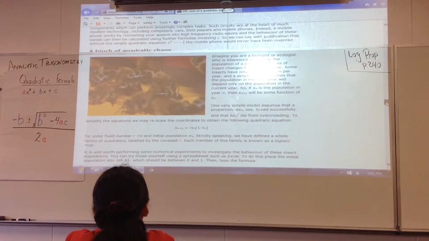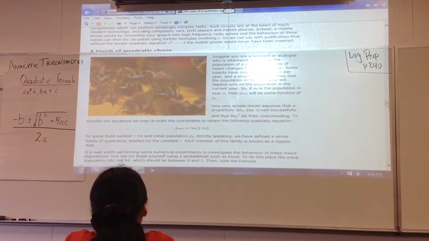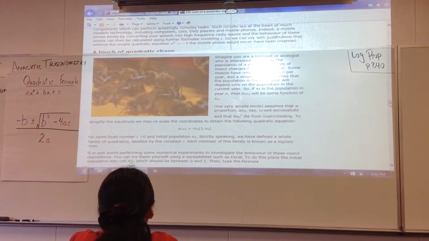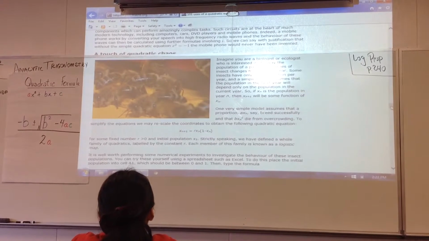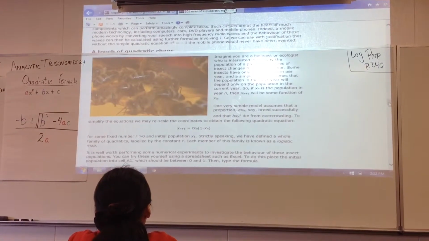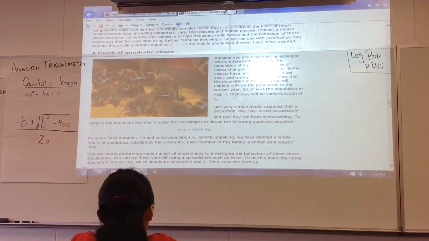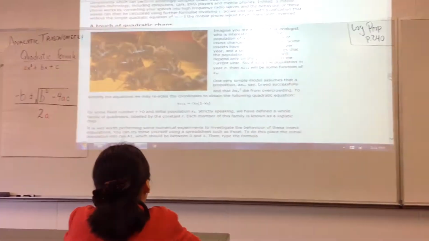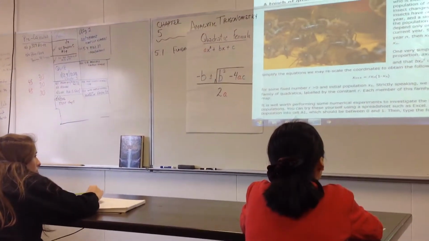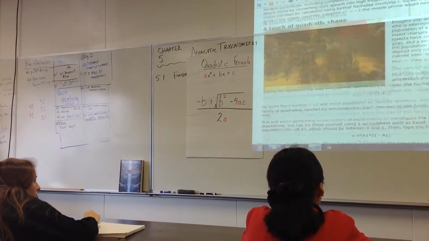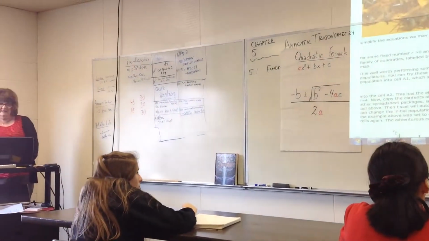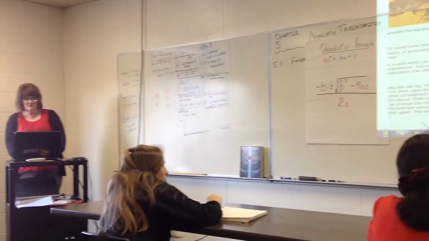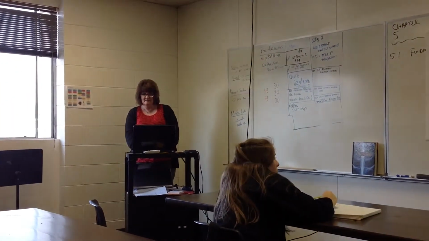Another one I wanted to show you is this one, and that is insects. Imagine you're a biologist or ecologist who is interested in the way the population of a particular species of insect changes from year to year. And again, I'm not going to go into the formula, but if you'll look down here, you'll see it. And again, they're using quadratic. You see the squared right there.